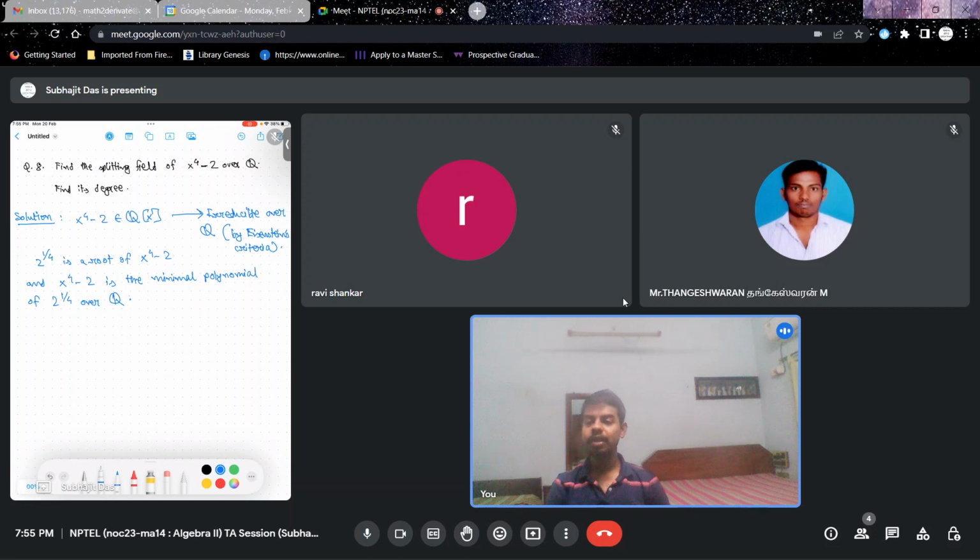So 2 to the power 1 by 4 is a root of this polynomial. This polynomial is monic, and moreover by Eisenstein's criterion, this polynomial is also irreducible over Q. So x to the power 4 minus 2 is the minimal polynomial of 2 to the power 1 by 4 over Q, and hence by a previous result we know that the degree of the extension Q adjoined with 2 to the power 1 over 4 over Q will be equal to the degree of the minimal polynomial of 2 to the power 1 by 4 over Q, which is 4. The degree of the minimal polynomial is 4 because x to the power 4 minus 2 is the minimal polynomial.